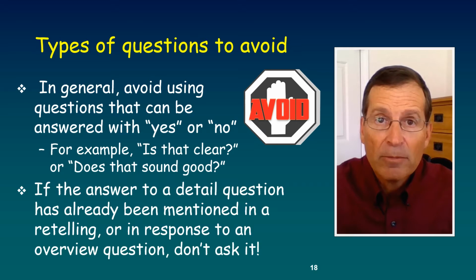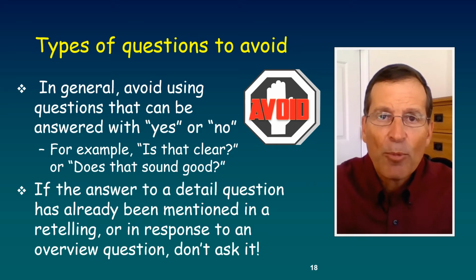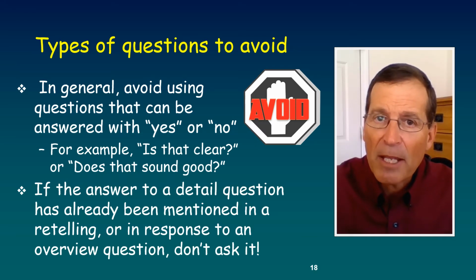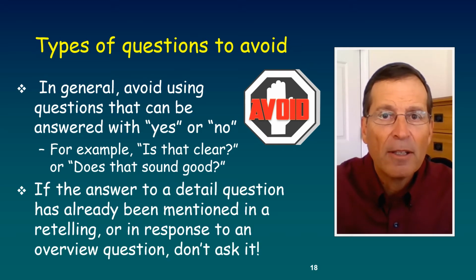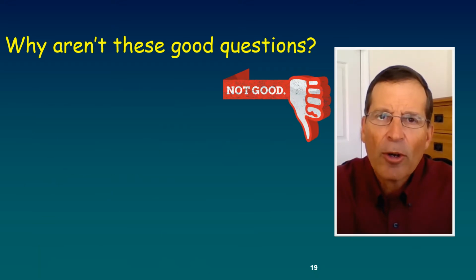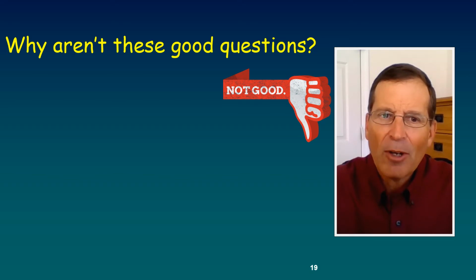Why not? Well, the testing time with the helper is about getting the right information. It's not about checking off items that were on your list. So if something has already been made clear through a prior question or retelling, then you wouldn't have to ask that again. So here are some examples of questions for this passage that are not good questions.